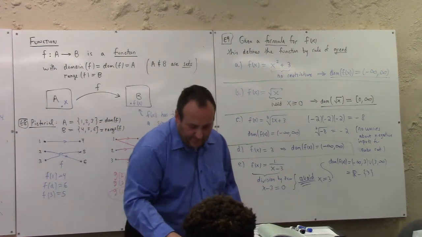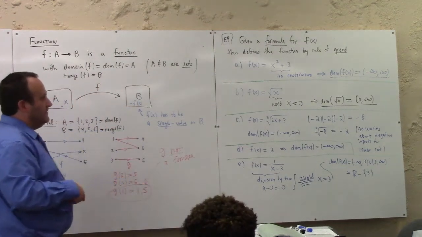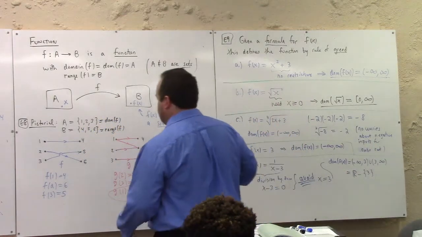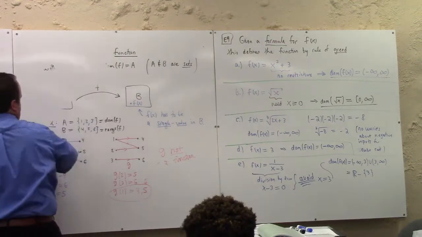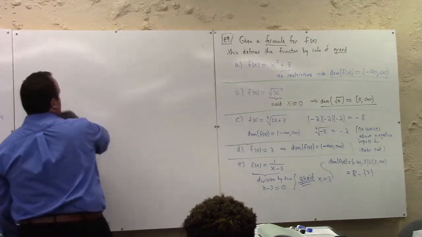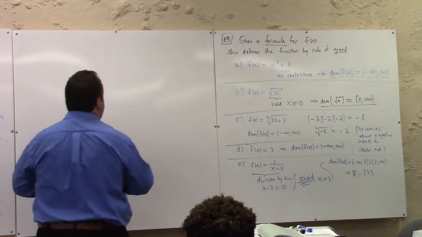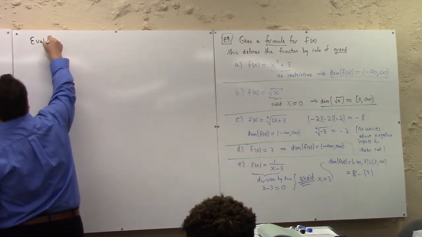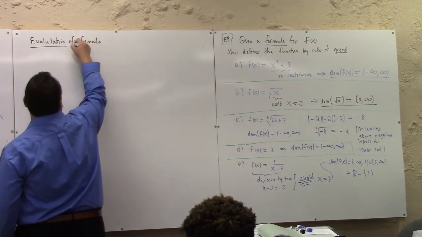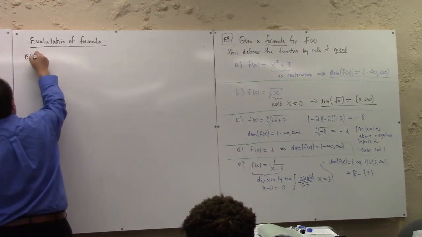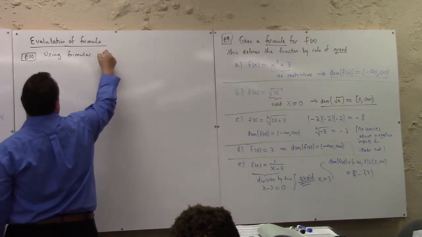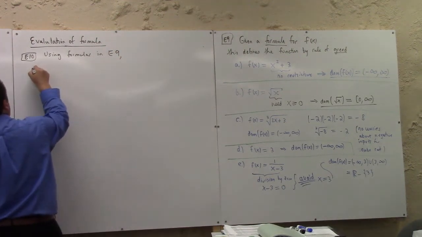Now the other thing we can talk about for a function is, if you're given a formula, what can you do with a formula? What can we do with a formula? One of the other important things we need to be able to do with a formula is talk about evaluation. Right, so example 10. Using formulas in example 9, let me do a few.